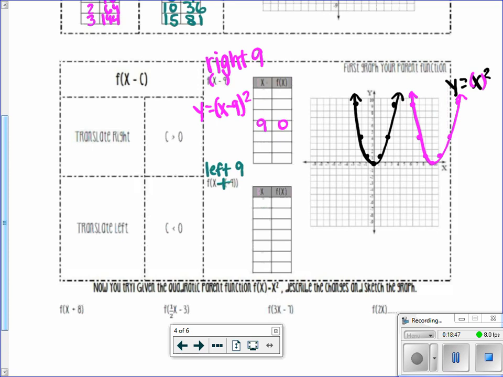And then we always want to put the origin or the vertex in the middle of our graph, our table. So then just go in order for the rest because we have whole numbers. 1, 4, 9, 1, 4, 9.